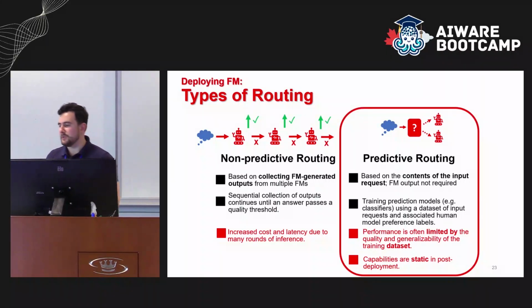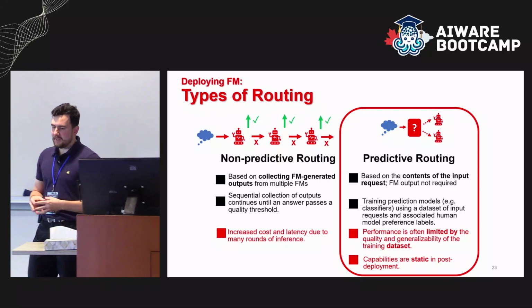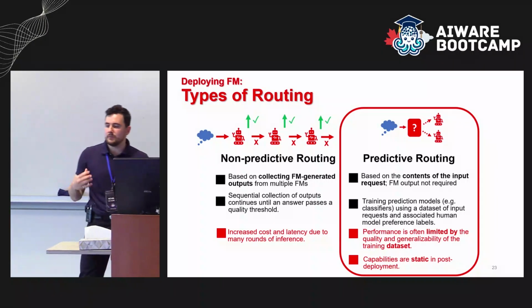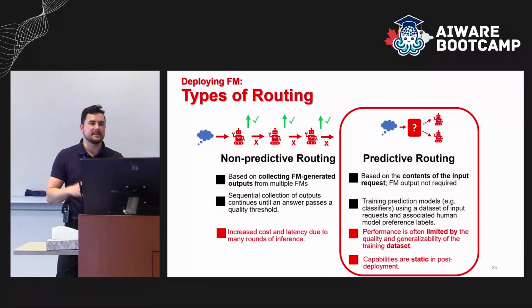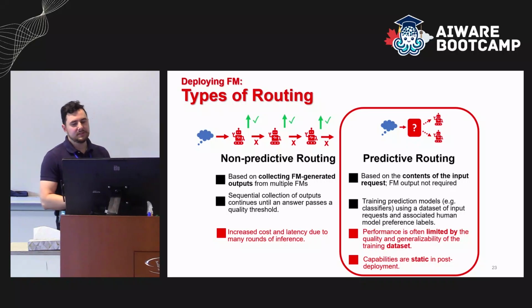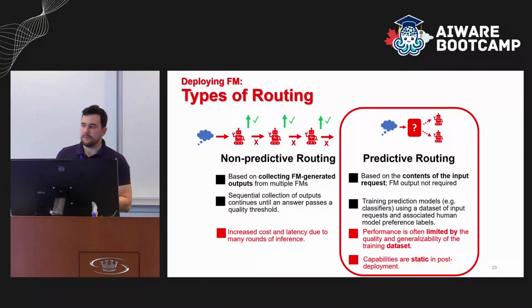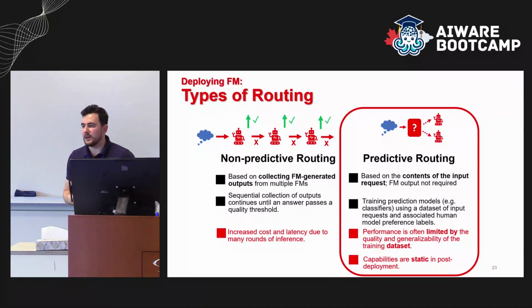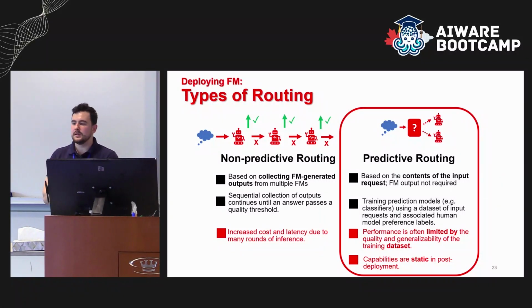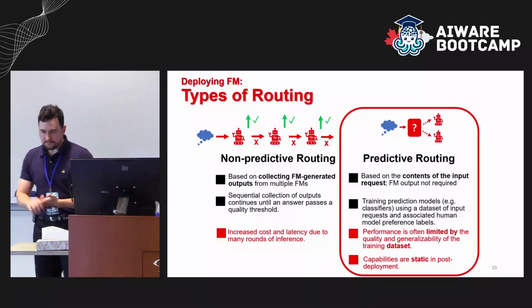So, as I said before, those methods have limitations: increased cost and latency due to many rounds of inference. Now let's look at predictive routing, and then we'll spend more time on this. The reason we like it is that it selects the model based on the input request. So the output of the foundation model is not required, meaning we never have to do that initial pass. We can just look at what we're given, and then we can pick the model.